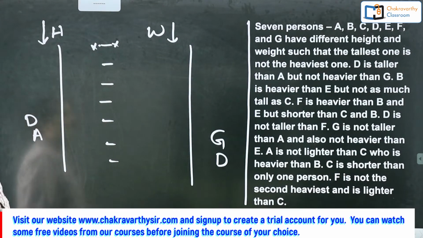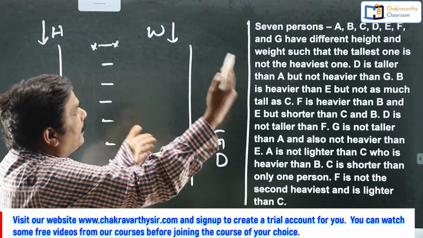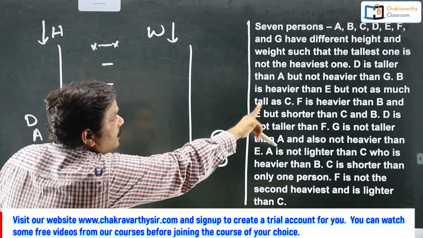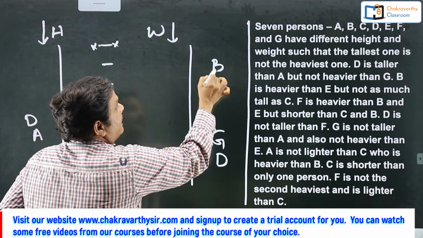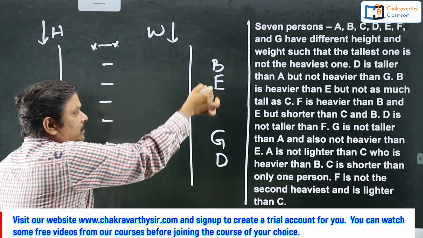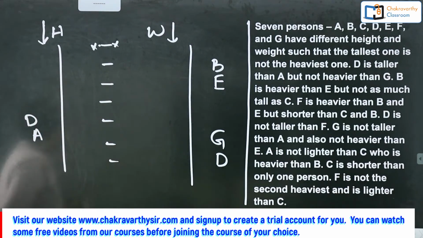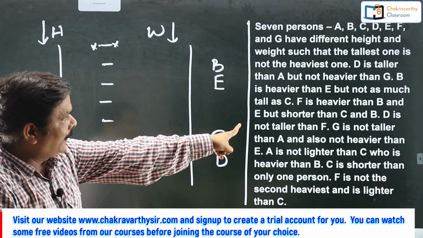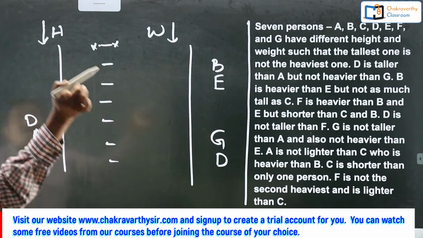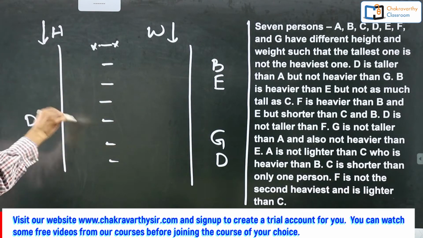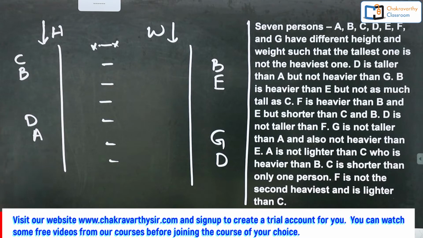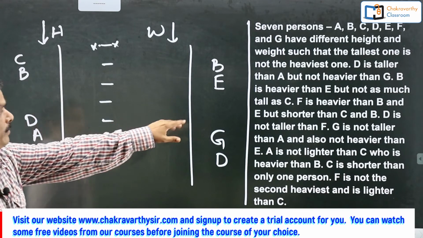Then go for the next one. B is heavier than E but not as much tall as C. Now here B is heavier than E. I am writing here. B is heavier than E. No connectivity between these two comparisons. Now keep it aside here. B is heavier than E but B is not as much tall as C. So C and B. This is the comparison. Okay, now go for the next information here.